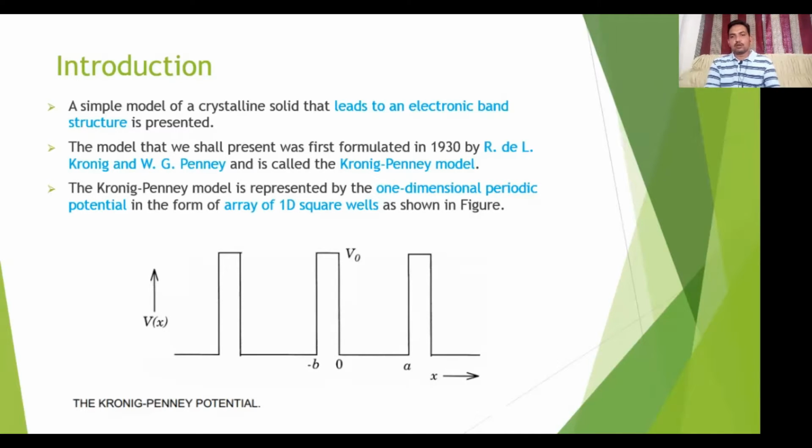We focus on three points in this potential by dividing it into two regions. One is this point, minus b. This is 0, we take it as the origin. And this point is a. If you see the symmetry, then according to symmetry, point a and point minus b are equivalent. These are the points where the barrier actually starts, where the step exists. These are periodically equivalent to each other.